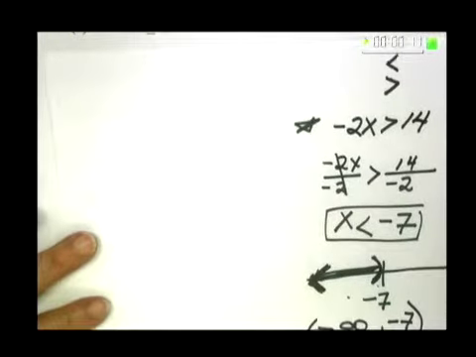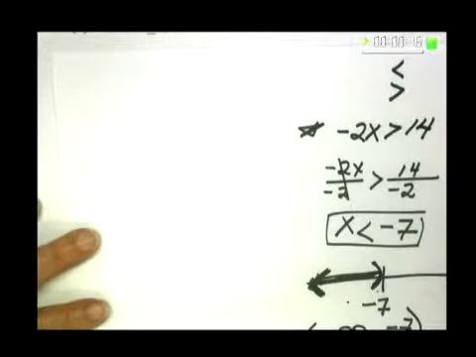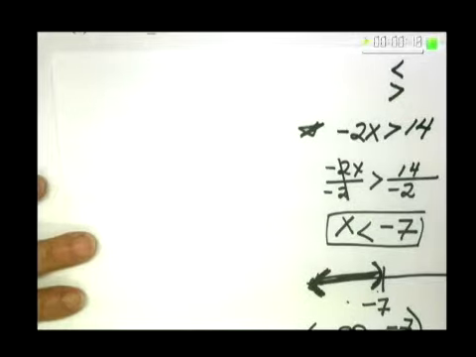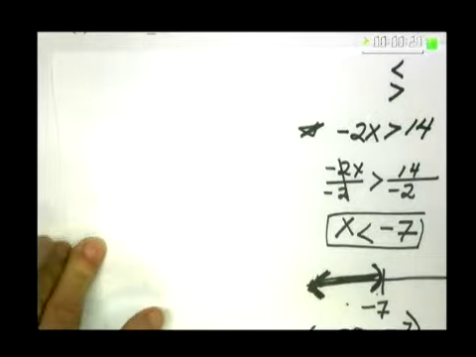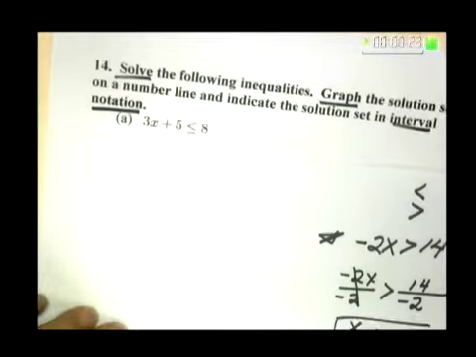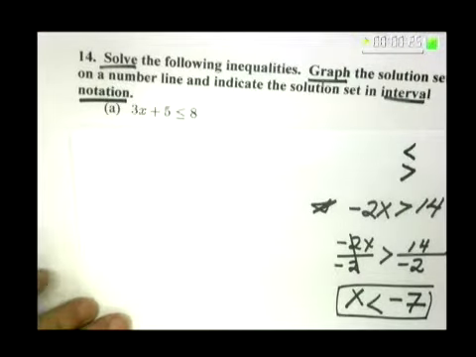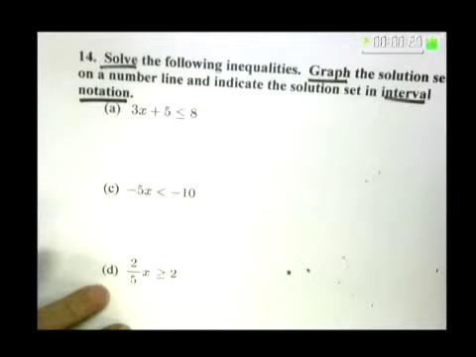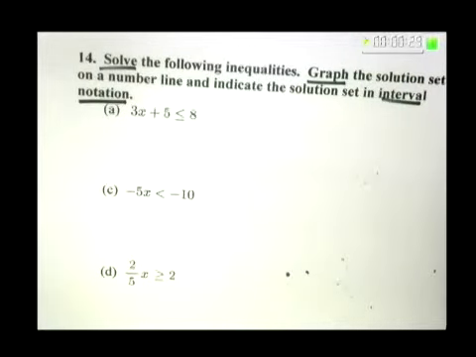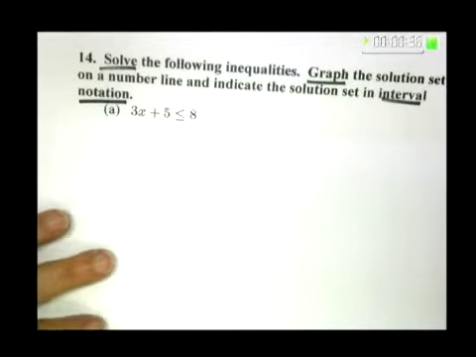Okay? So now let's work part A. 3x plus 5 is less than or equal to 8. And it helps if the problem is on the graph. Okay? 3x plus 5 is less than or equal to 8. All right, I'm going to work this very similar to an equation. I want to get my variable by itself.